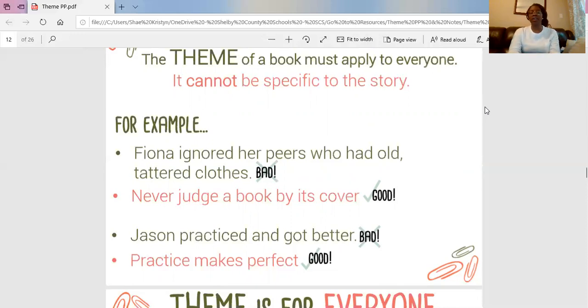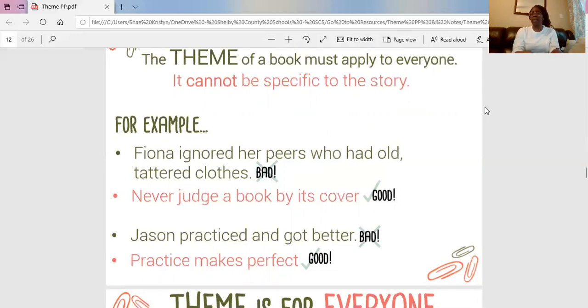Never judge a book by its cover. So this would be a better thing for what Fiona did because she looked at somebody and automatically made an assumption about them. So she automatically assumed that a person with poor clothes, if their clothes look bad, she was not talking to them. So she was very judgmental. Never judge a book by its cover.